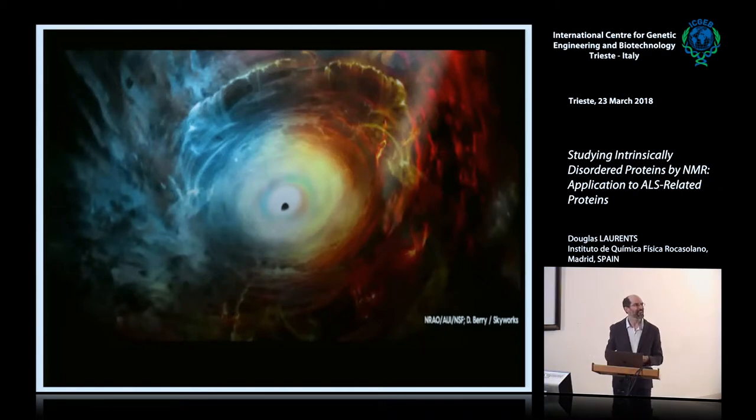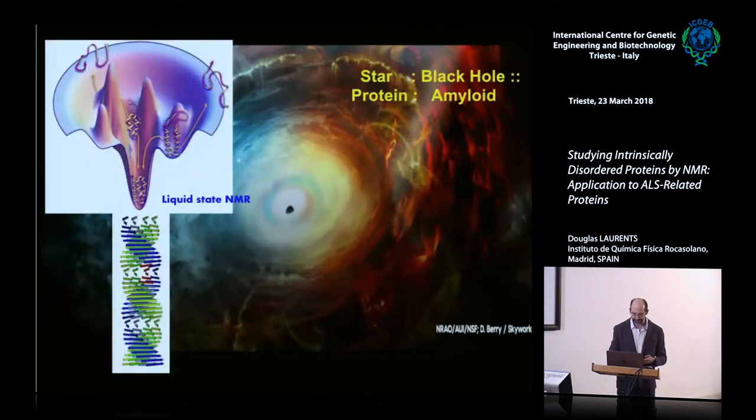I don't know if we could take a brief excursion to outer space. Someone could tell me, what does this look like? It's a black hole. Yeah, a black hole. So I'd like to propose an analogy between amyloids and black holes.